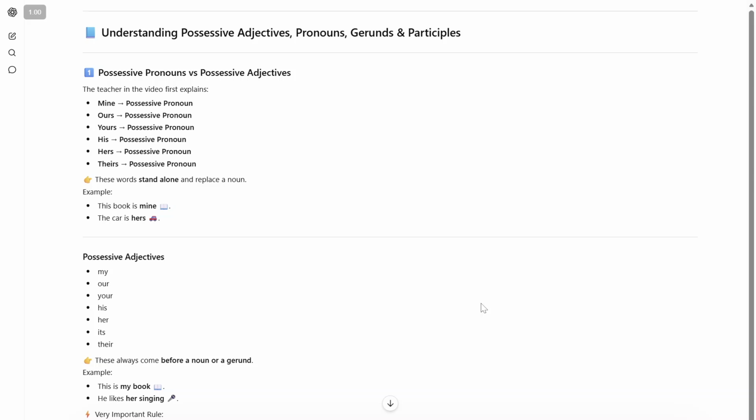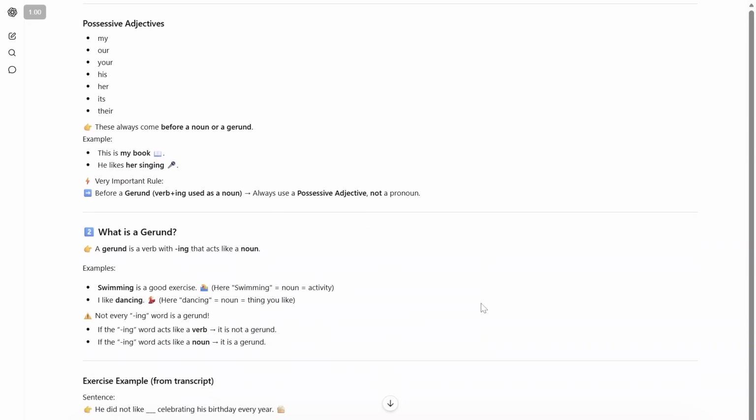These always come before a noun or a gerund. Example: this is my book. He likes her singing. Very important rule: before a gerund, a verb plus ing used as a noun, always use a possessive adjective, not a pronoun.